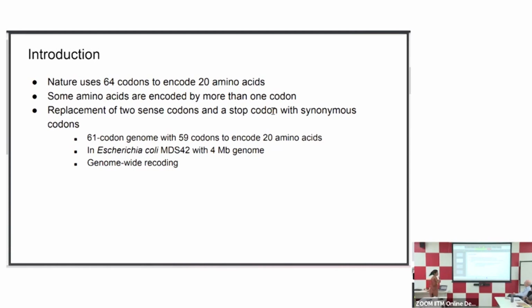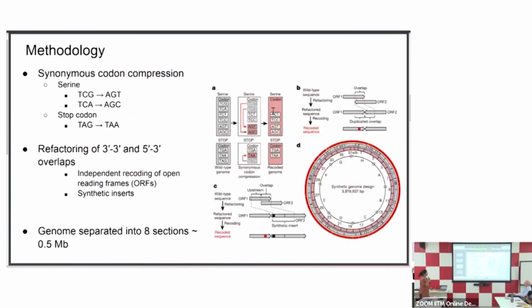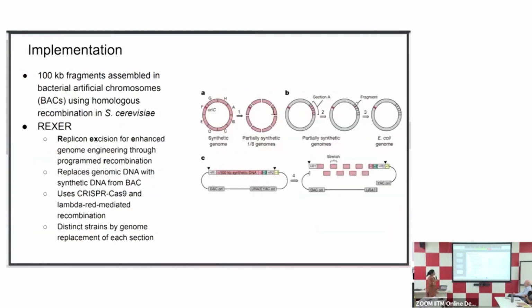And they have done this in a strain of E. coli. And this is the first genome-wide recoding that has been reported. So they have replaced the serine codons TCG and TCA with their synonyms and the stop codon TAG to TAA. And in replacing these codons, they have taken care of overlaps by inserting some synthetic sequences, which totally decouple the overlaps, and then they go about replacing with the synonyms. And after this, they have separated the genome into 8 sections, each having 0.5 MB approximately.